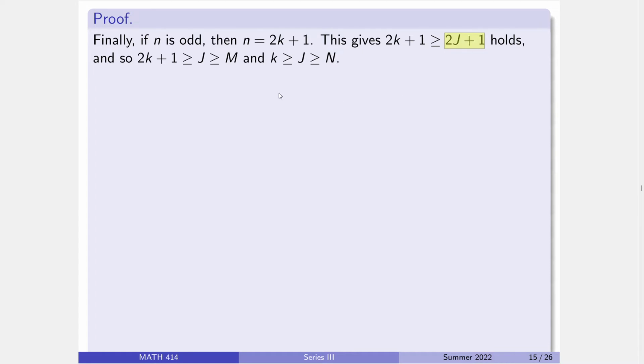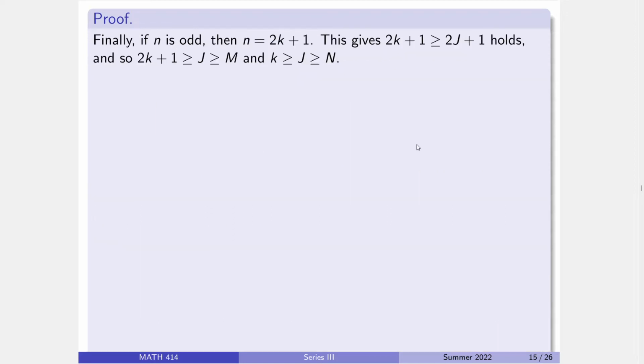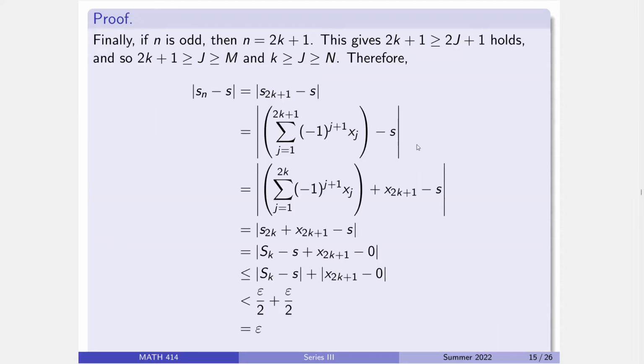This is bigger than j, and j is bigger than m, so 2k plus 1 is bigger than m. So note the k bigger than n is going to give us this, and the 2j plus 1 is going to apply here. So there's the dump. Alright, so let's work through the details. We want to prove that s sub n minus s is less than epsilon. n is equal to 2j plus 1, 2k plus 1, so plug that in.